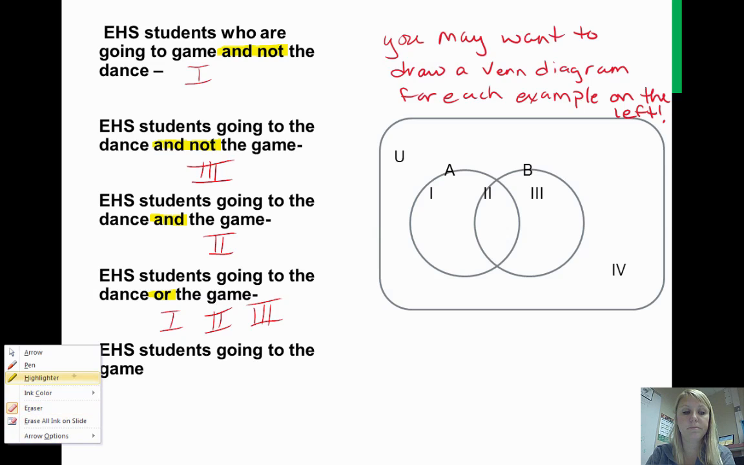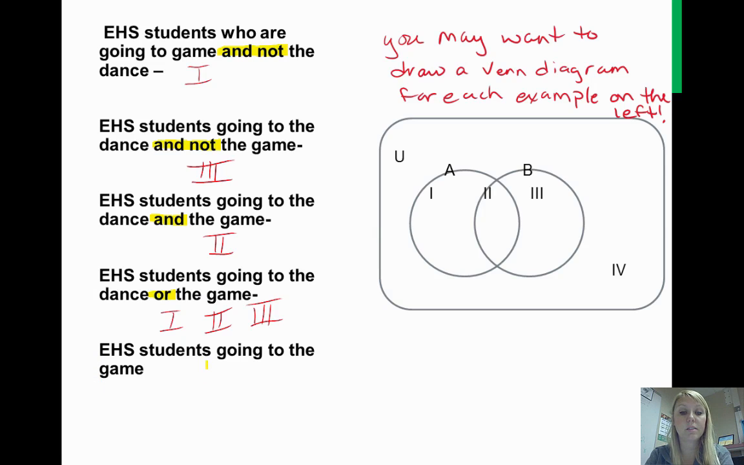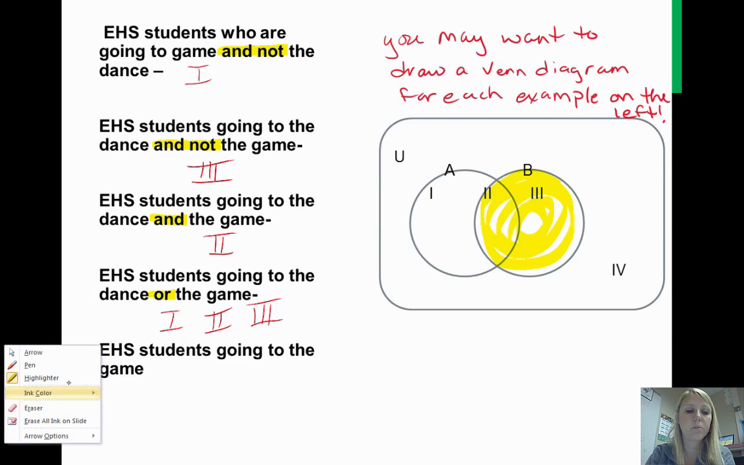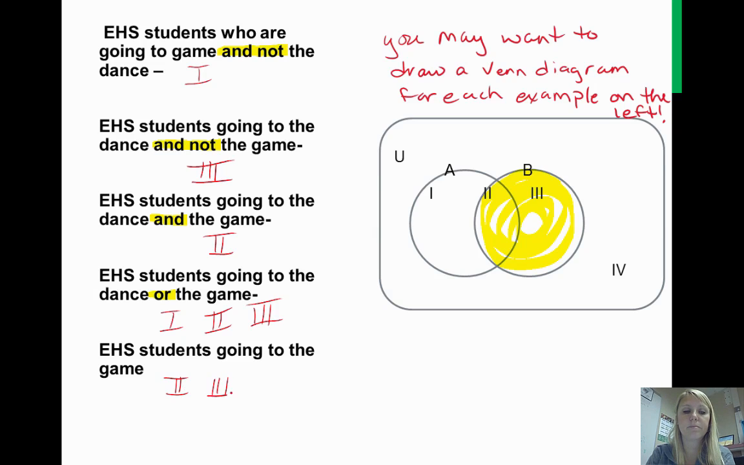And the last one, EHS students going to the game. This is referring to everybody inside of B. All the students that are going to the game are in set B. So that would be sections 2 and 3.